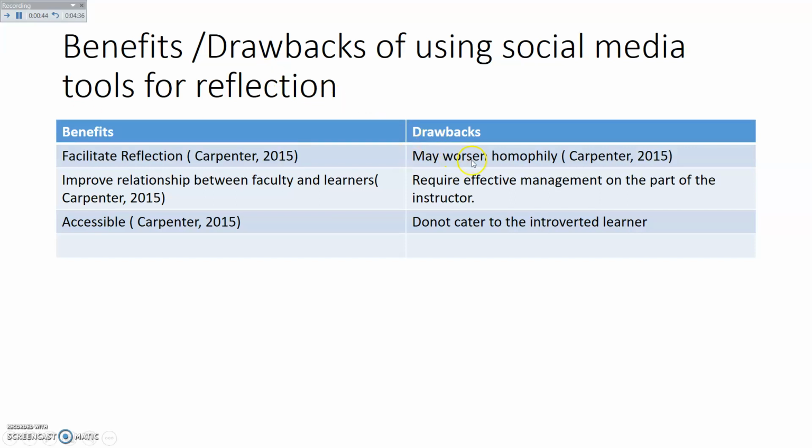The drawbacks: it may worsen homophily. That means persons who are like-minded may tend to draw to one another, because if you like a comment, you tend to respond to something you like, and when this happens, it defeats the whole purpose of true interaction, because for it to be interaction, there have to be disagreements in addition to agreements. And there has to be really skillful management on the part of the instructor. Also, it doesn't really cater for persons who may be introverted.